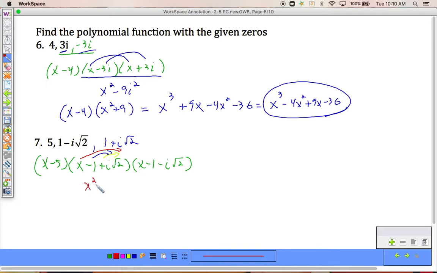So I'm going to get x squared minus x plus xi square root of 2. Well, that's a minus in the back. All right? It's a minus xi square root of 2. My next one is going to be minus x plus 1 plus i square root of 2. And then plus xi square root of 2 minus i square root of 2 minus i squared times 2, because square root of 2 times square root of 2 is 2. All right, that's my FOIL.